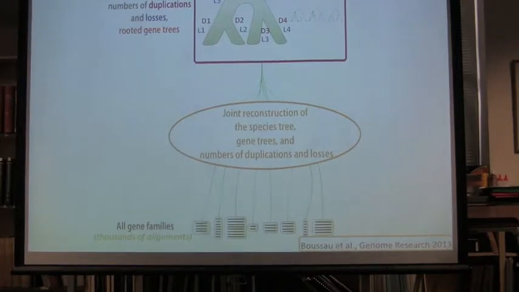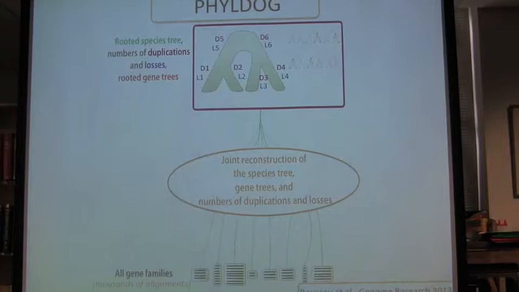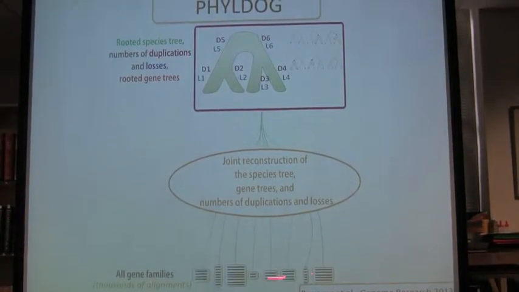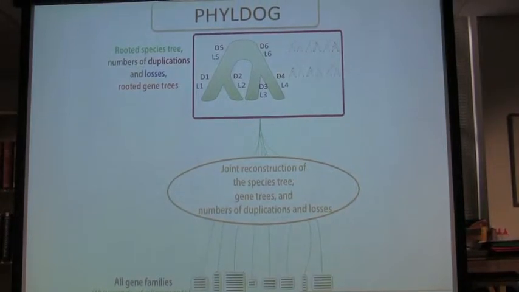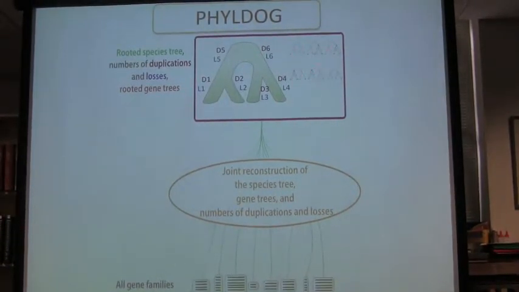So basically the software we came up with just needs as input gene family alignments. That can be thousands of gene family alignments. And based on those gene family alignments only, it's going to jointly reconstruct the species tree, the gene trees, and the parameters of duplications and losses on each branch of the species tree. The hope with this software is that you can learn something about genome dynamics, for instance, from the numbers of duplications and losses on each branch of the species tree.